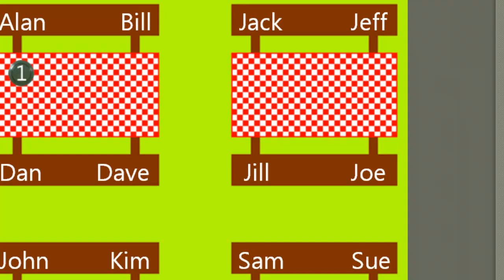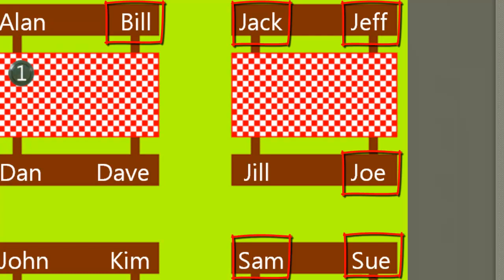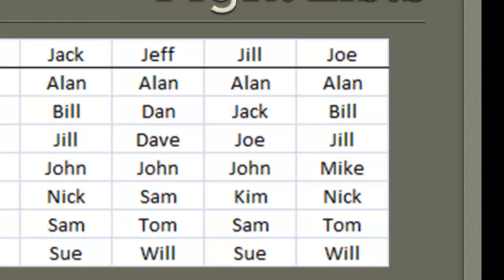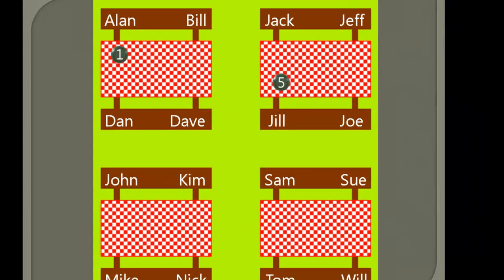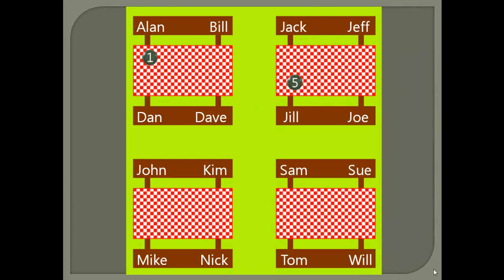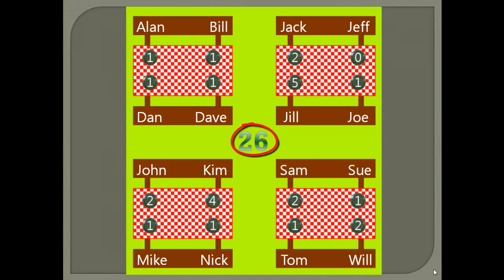If we look at Jill, she is sitting next to 8 kids, Bill, Jack, Jeff, Joe, Sue, Sam, Kim, and Dave. If we look at her list, she gets in fights with Jack, Joe, Kim, Sam, and Sue, giving her 5 conflicts. After we look at all the kids, we get all of their conflicts and add them up to get the overall number of conflicts. We have 26 conflicts, so we have to continue with Step 3.